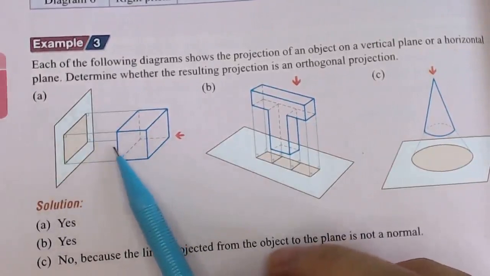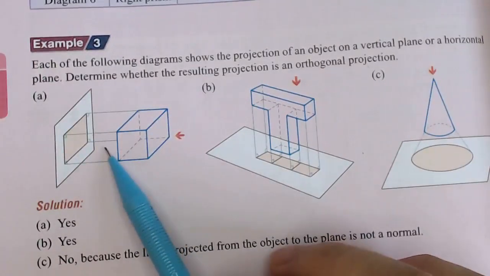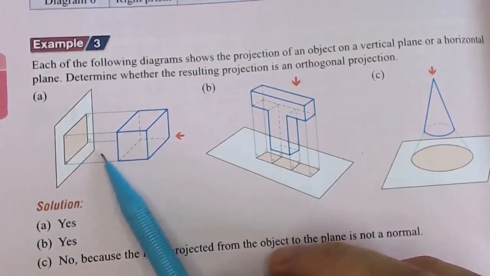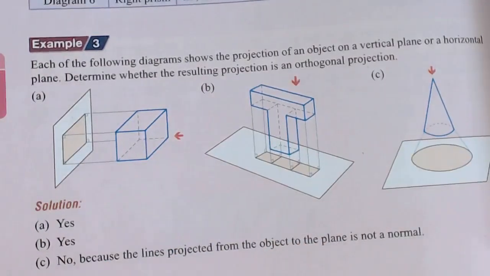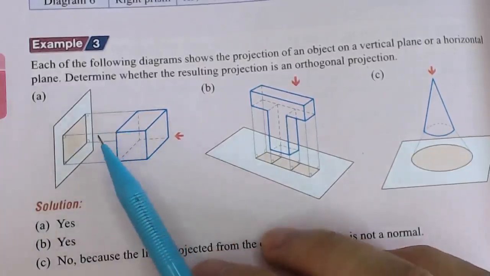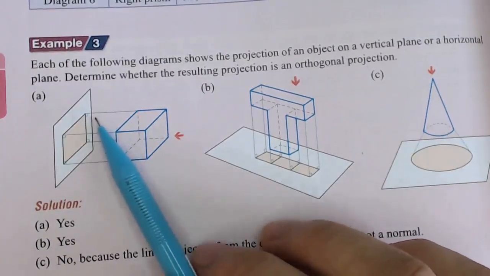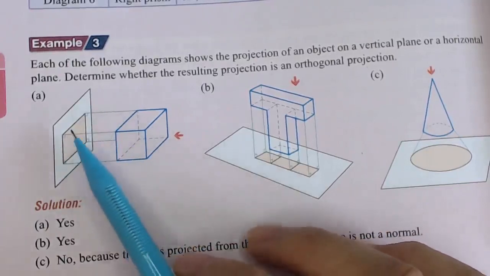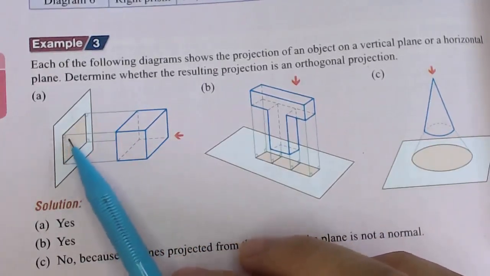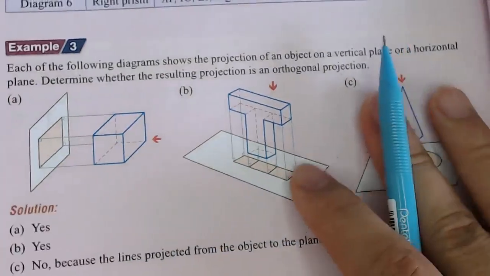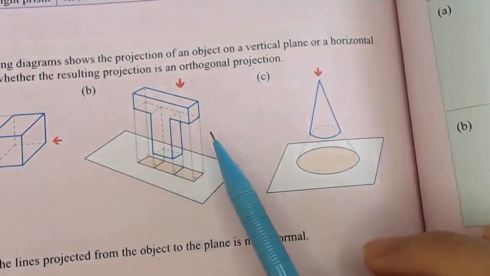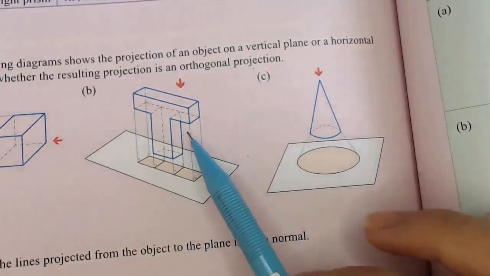Okay, A is, so do you accept this as an orthogonal projection? Yes. Clarify your answer. Why do you say yes? Because perpendicular. Okay, it's what I want to hear. You say it's because the line projected from the object to the plane, the line and the plane are perpendicular. Okay, this is what I want to hear. Correct. How about B? Do you accept this as orthogonal projection? Yes. Okay, yes it is. Why?